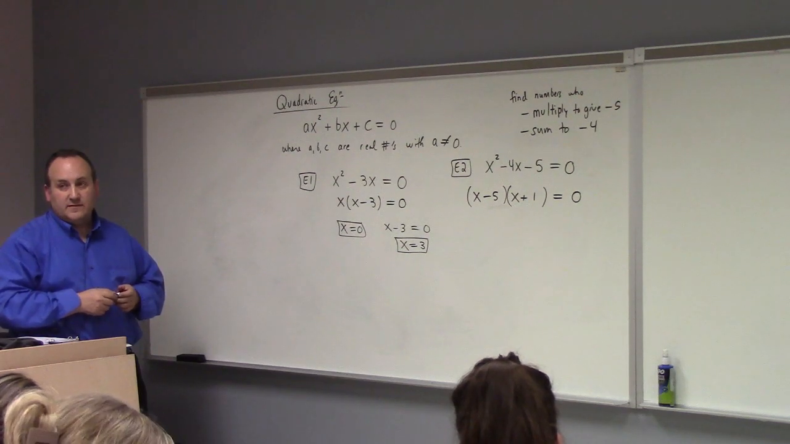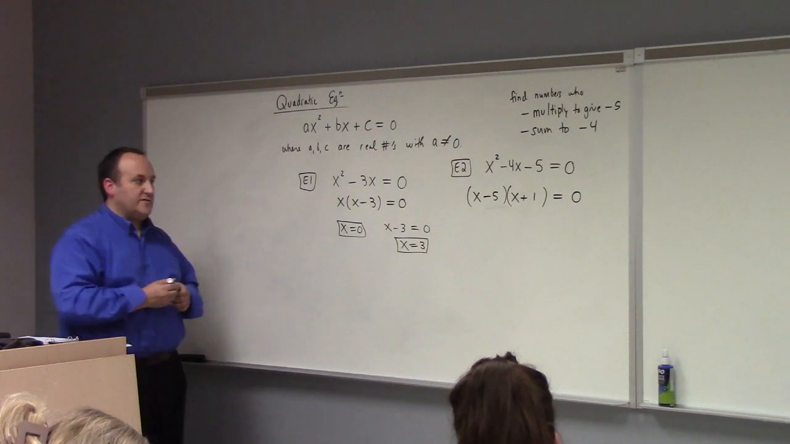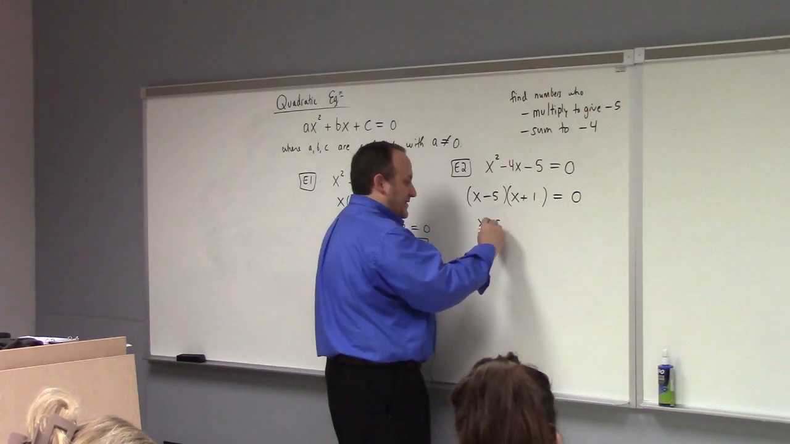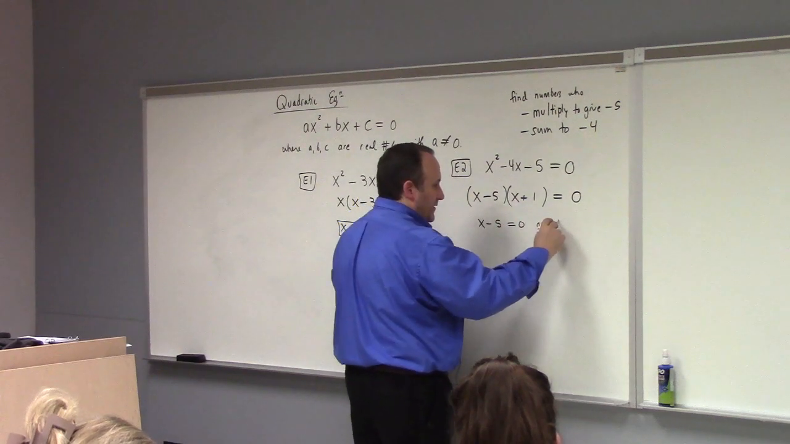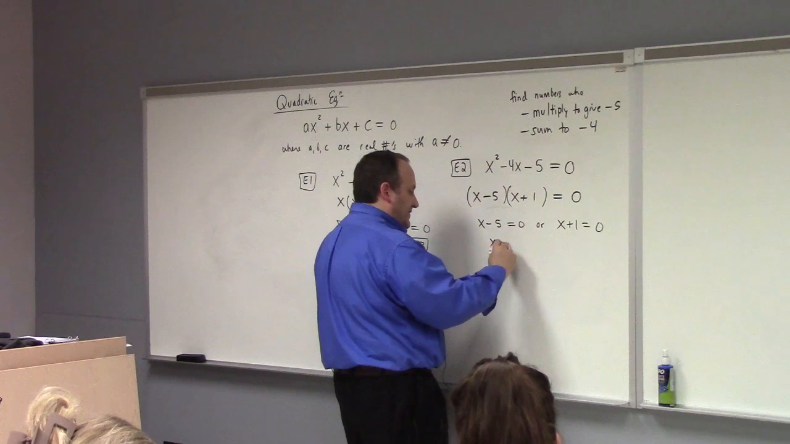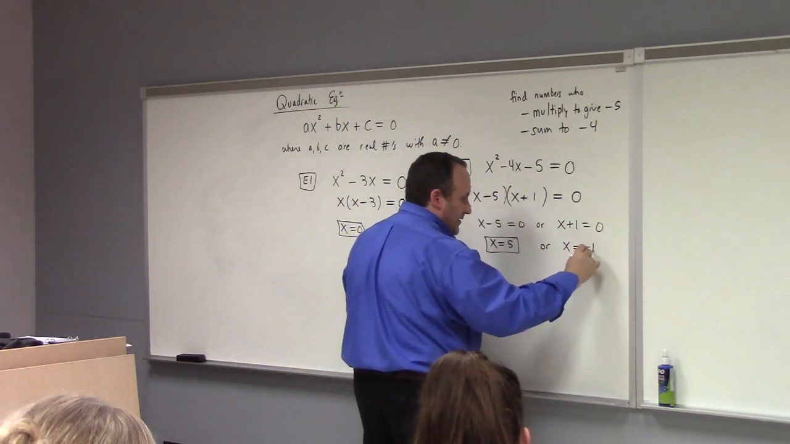Are we good? Now, does that solve the problem? No. Almost. What are the solutions then? x equals 5 and x equals minus 1. Yeah, so we have x minus 5 equals 0, or x plus 1 equals 0, which gives me just what you guys just said: x equals 5, or x equals negative 1.